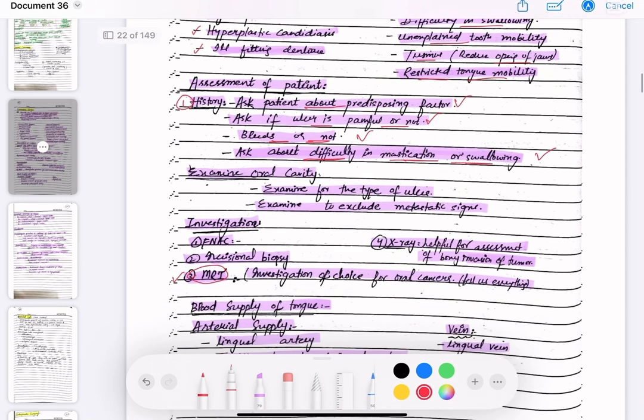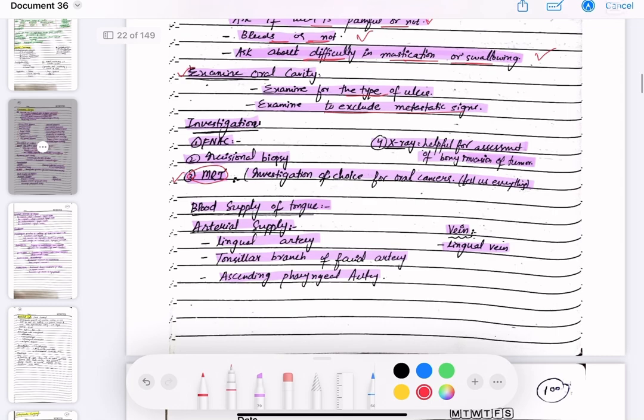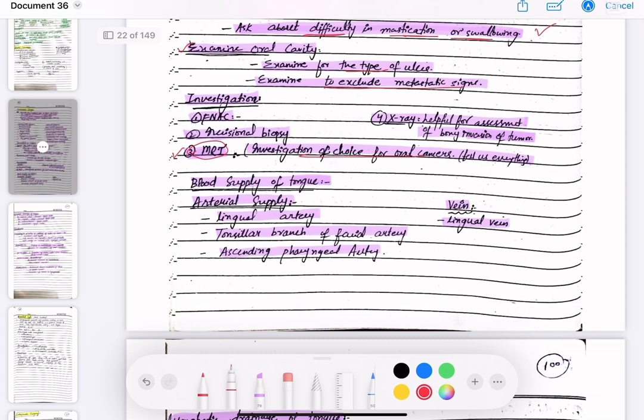Then the next step is to examine the oral cavity, examine the type of ulcer, and examine to exclude metastatic signs. The investigations done are fine needle aspiration, incisional biopsy, and MRI, which is the investigation of choice for oral cancers, and X-ray, which is helpful for the assessment of bony invasion of the tumor.